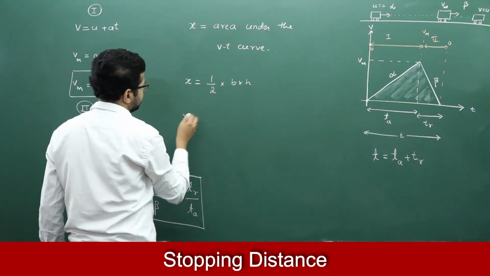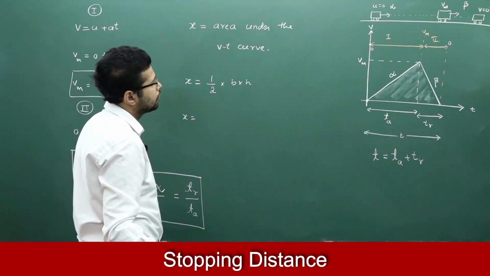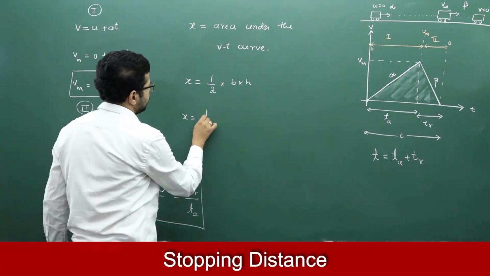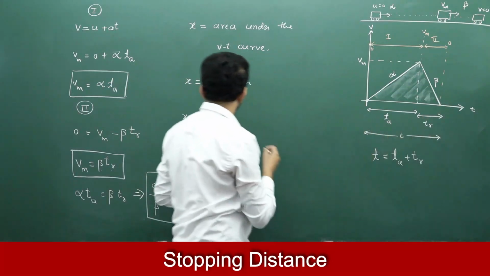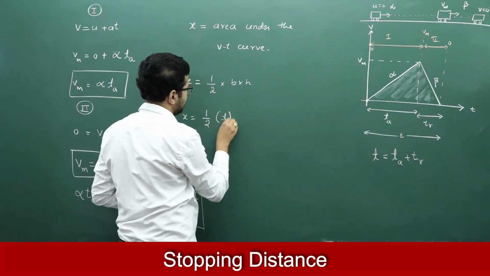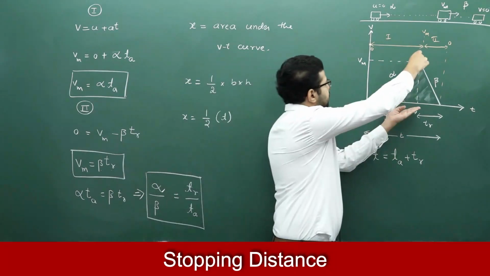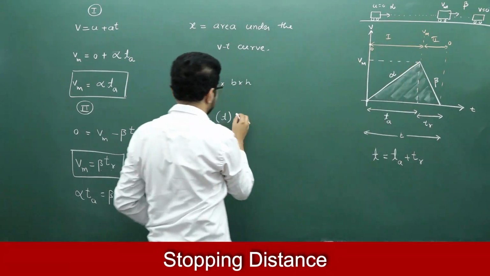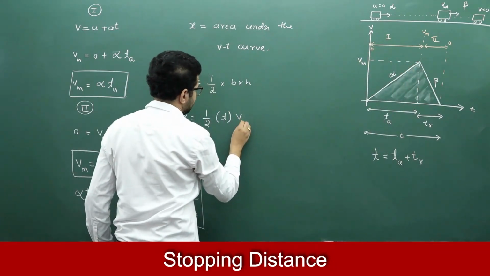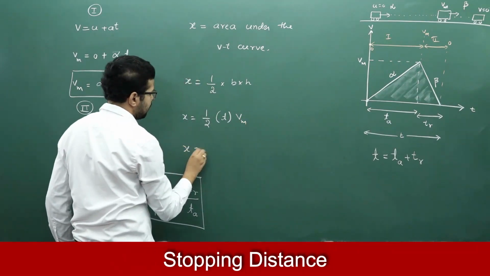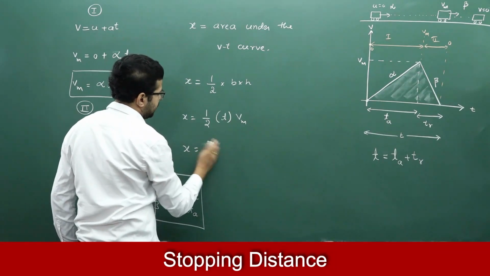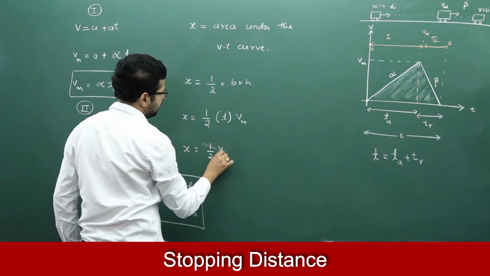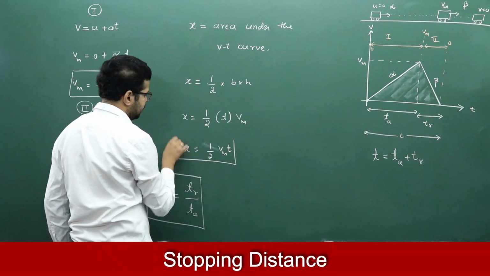or x is equal to half into base. What is base? This is base, t, into height. What is height? Vm, or I can write this as x is equal to half into Vm into t. Distance travelled is half into Vm into t.